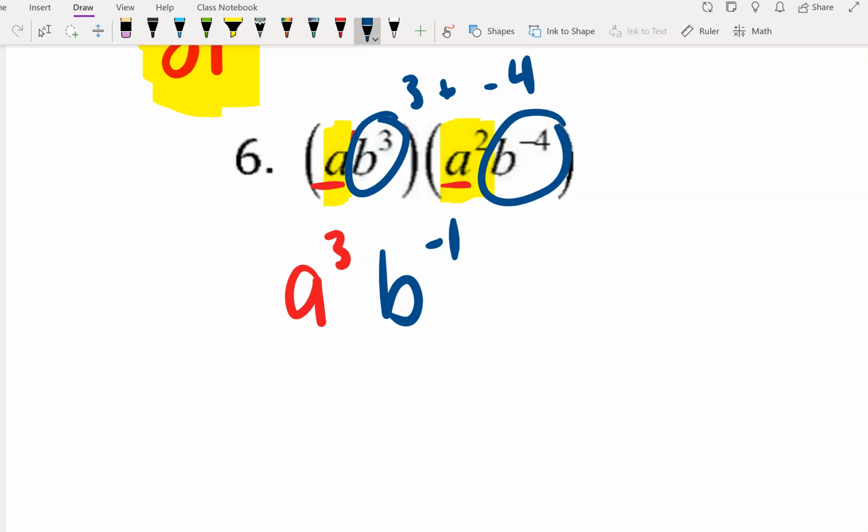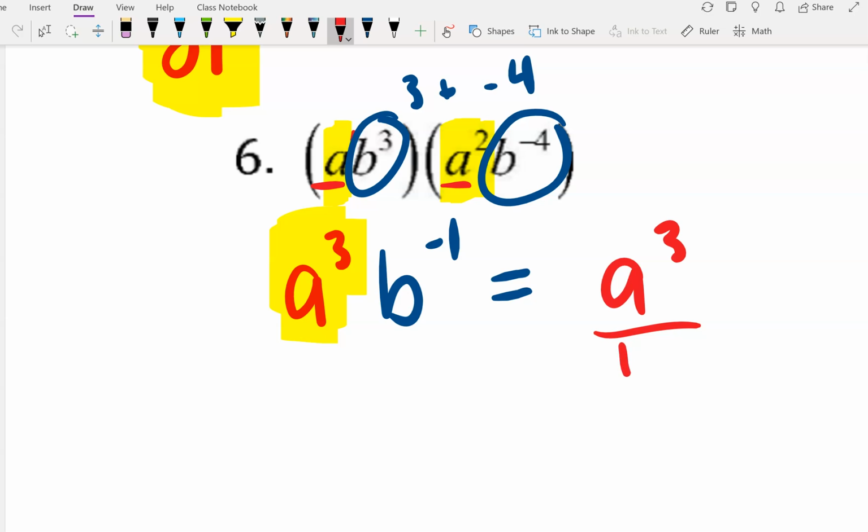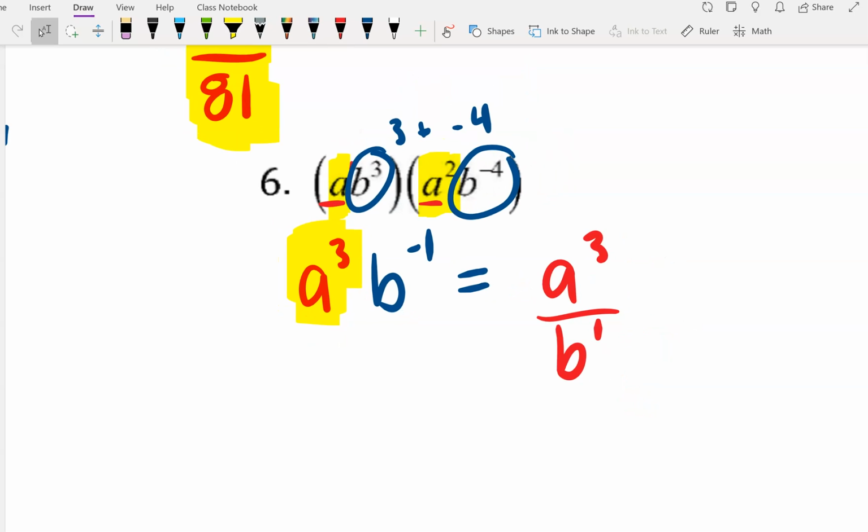But again, remember, you're not allowed to have negative exponents in your answer. So I need to flip that b to the bottom. The a had a positive exponent, so it gets to stay on the top. But the b has a negative exponent, so it needs to flip to the bottom. It still has an exponent of 1, which you don't really need to write. It's not necessary to write, but you can if you want to. So either answer is good.